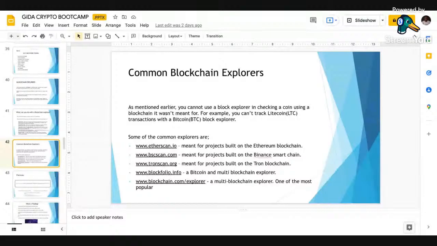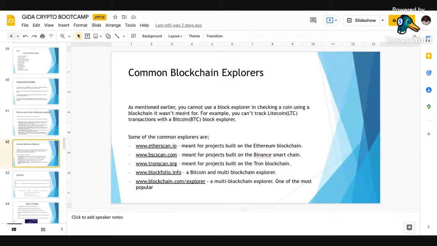So that app called blockchain.com, they have their own explorer as well, also called blockchain.com. When you visit this site, you are going to see an explorer that is also a multi-blockchain that you can access, especially Bitcoin. Do you understand? So blockchain explorers are windows that allow you to see things happening on chain as they occur.